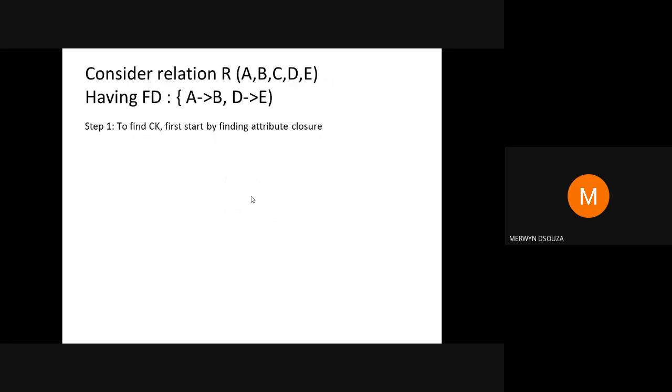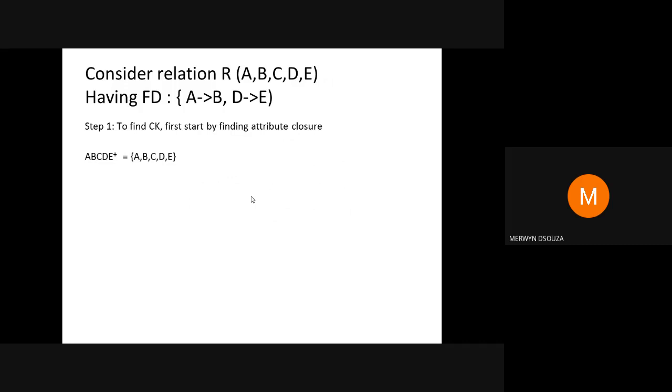So consider the relation R having the attributes A, B, C, D and E and having the functional dependencies A determines B and D determines E. So, for step one to find out the candidate key, you will start by finding the attribute closure. You can take all the attributes A, B, C, D, E and find the closure, and you will get the closure as A, B, C, D, and E.